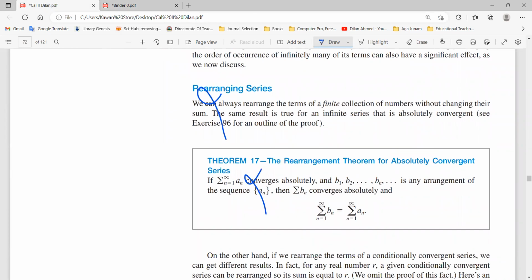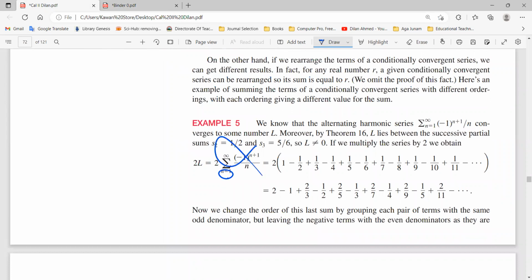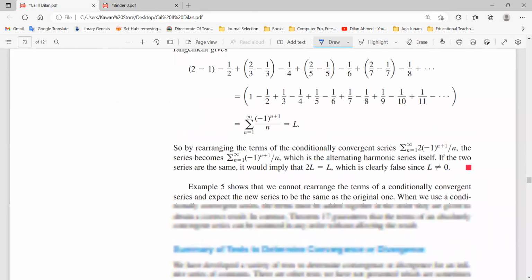Rearranging, we don't need that one. We talked about that one in 10.2, just how to play with it here. It's okay, we don't need that example. And that's all for today.